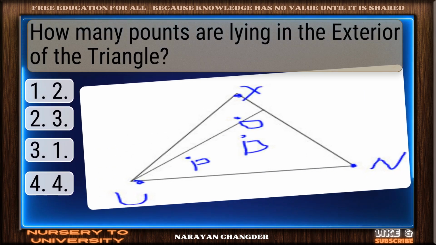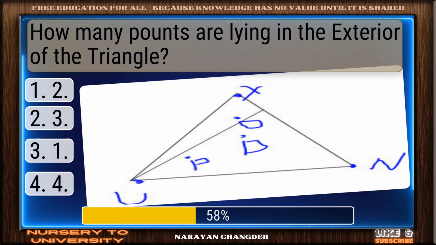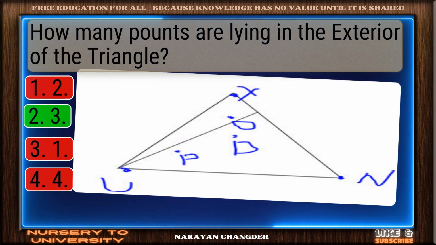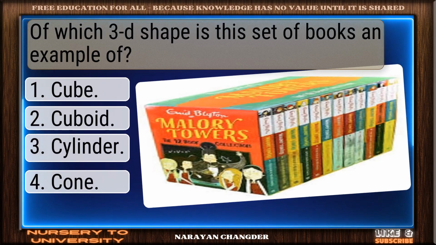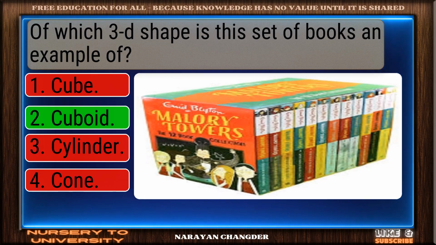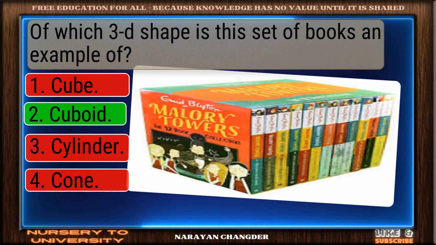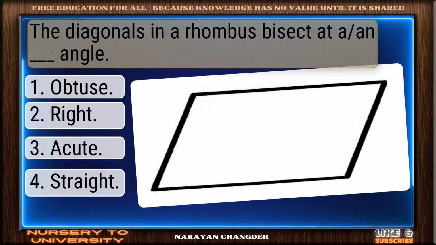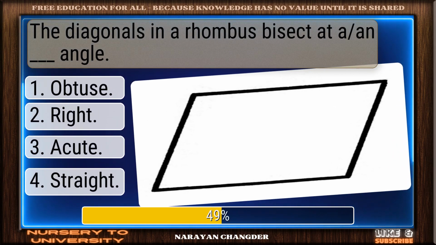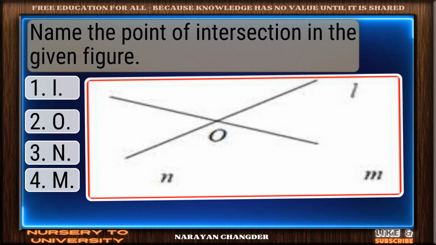How many points are lying in the exterior of the triangle? Nicely done. 3 is a solid answer. Of which 3D shape is the set of books an example of? Right choice. Cuboid is the best answer. The diagonals in a rhombus bisect at a dash angle. Valid point. Right is true.